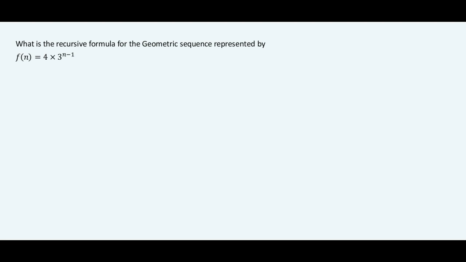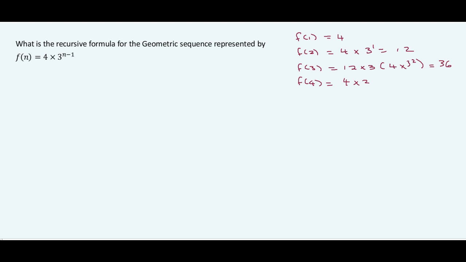So let's come up with the first few terms. So f of 1 is going to be 4. F of 2 is 4 times 3 to the power of 1, which is 12. F of 3 is 12 times 3, or 4 times 3 to the power of 2, which is 36. F of 4 is 4 times 3 to the power of 3, which is 108.